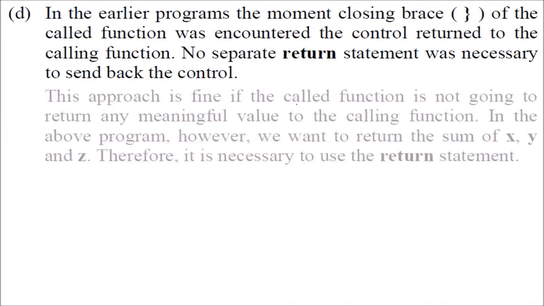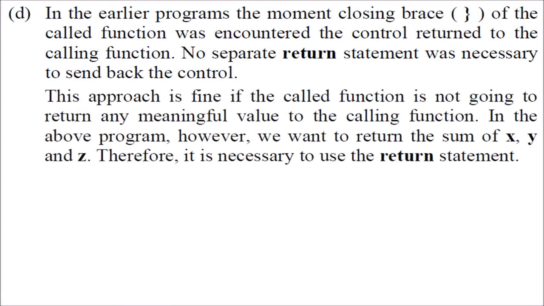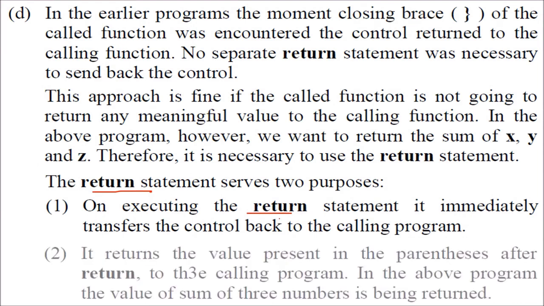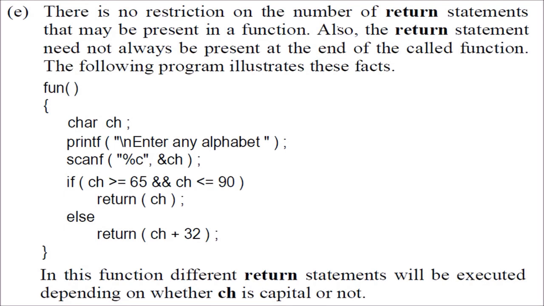So we have seen that return sends back the control. Whenever we need to return some value, we need to write return. But even if you don't write a return in a function, there is no problem. So what does return do? When we reach the return statement, it will transfer the control back to the calling program. And this return will return certain values, which in this case is the sum of three numbers. There can be n number of returns. There is no restriction on the number of returns present in your program. But only one return can be executed.